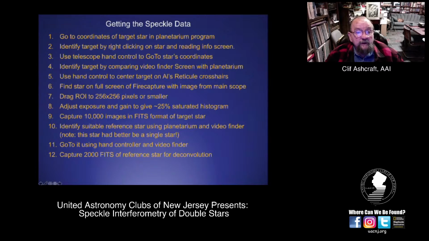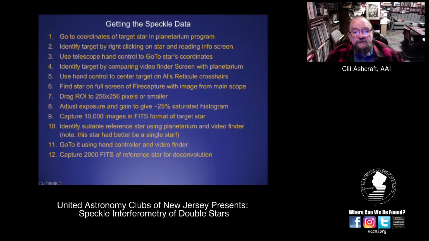Identify the target by right-clicking on a star and reading the information on the screen. Guide 9 has even got the Washington Double Star catalog into it, so it's very convenient for my purpose. Okay, use the telescope hand control to go to the star's coordinates.